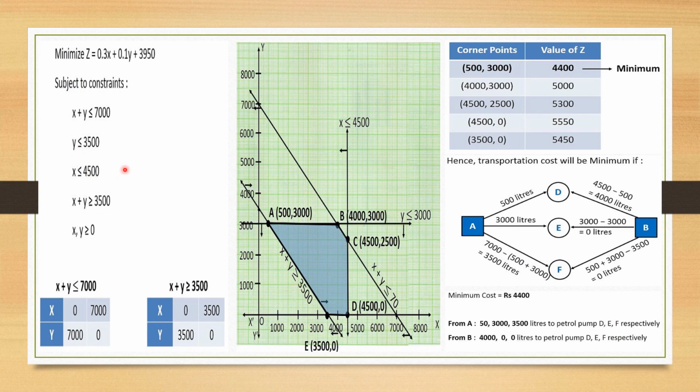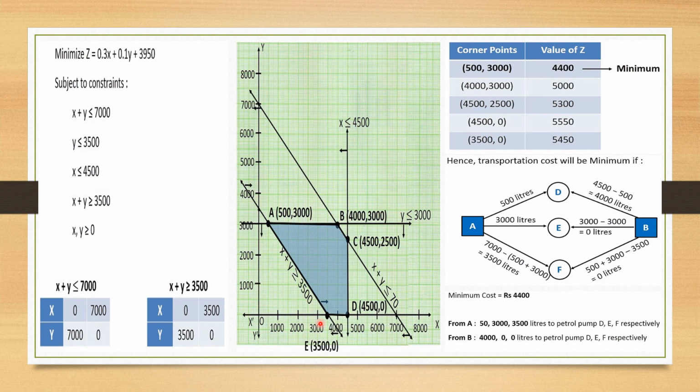For this one, y is 3,500, a line parallel to the x-axis. Shading will be towards the origin, as the origin is satisfied. Towards the origin shading will be there, and this is the common shading portion. What are the points? 500, 3,000; 4,000, 3,000; 4,500, 2,500; 4,500, 0; and 3,500, 0.